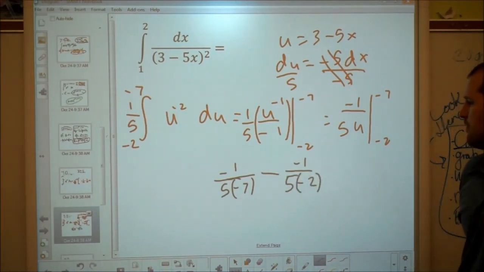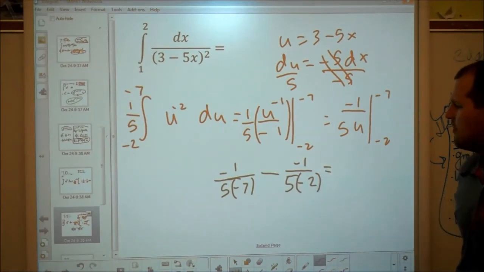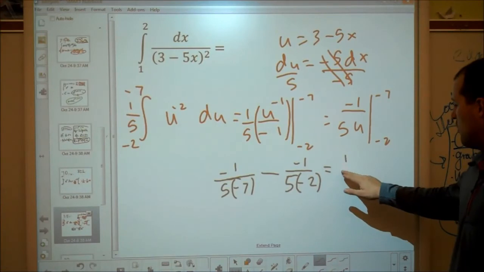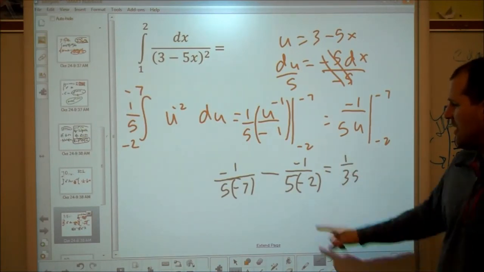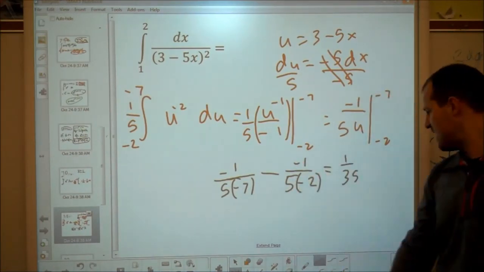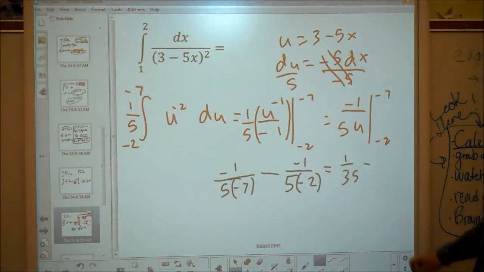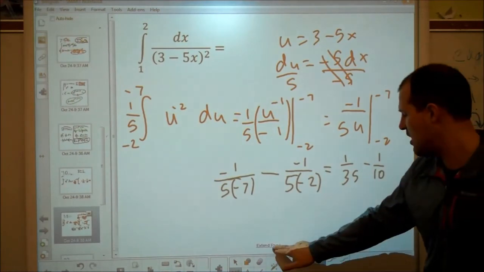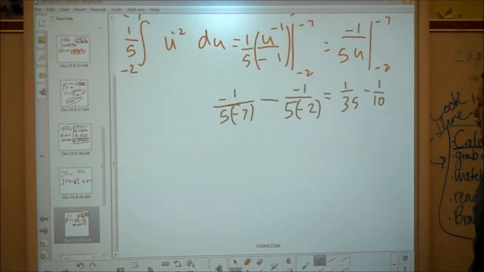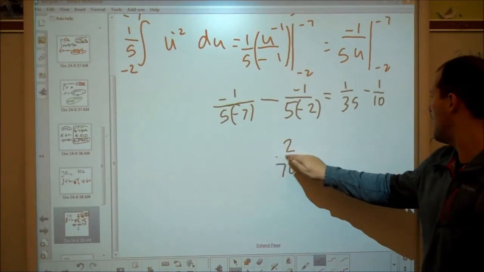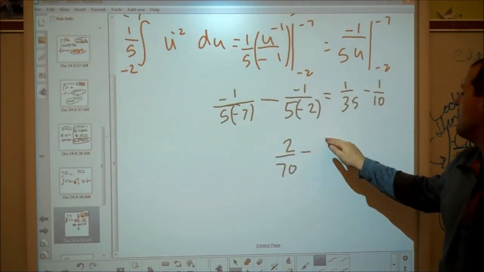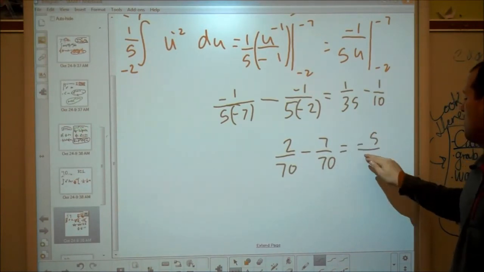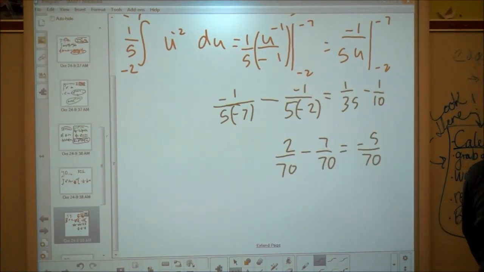Okay, let's try to simplify down just a little bit. So it looks like I got a negative and a negative. That's going to go positive. Seems like I have 1 over 35 over there. Now we've got negative, negative, negative. 3 negatives. Leave it as a negative. Minus 1 over 10. Okay, let's get our common denominator. That looks like that's going to be 70 in this case. So 2 out of 70 minus 7 out of 70. And we get negative 5 over 70.